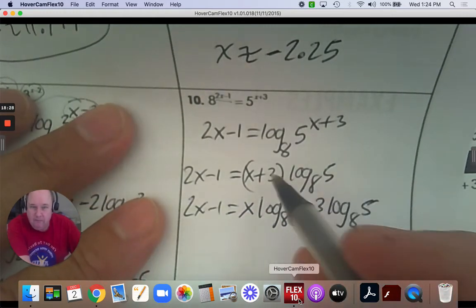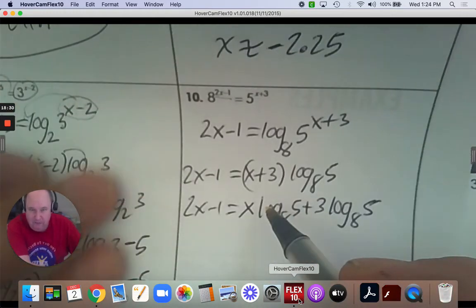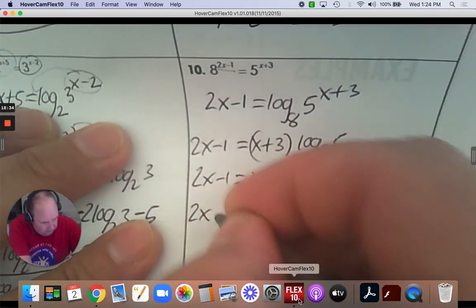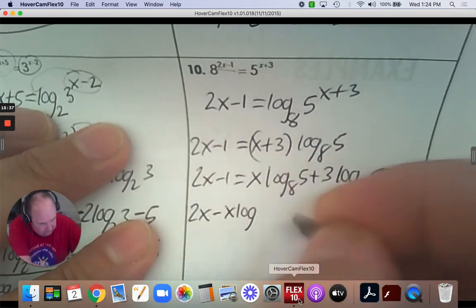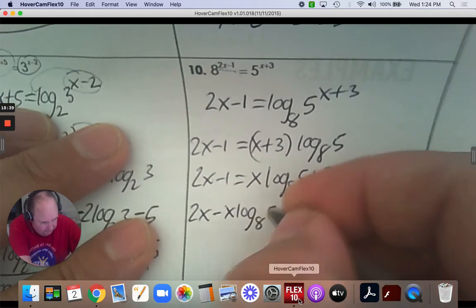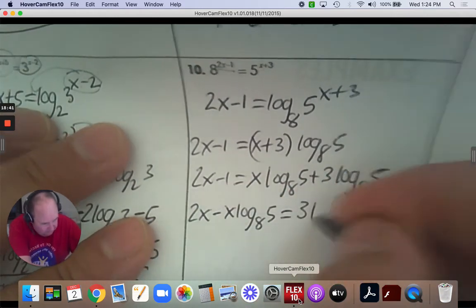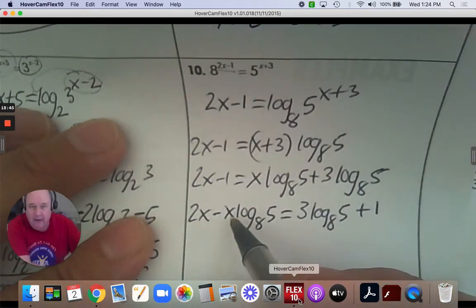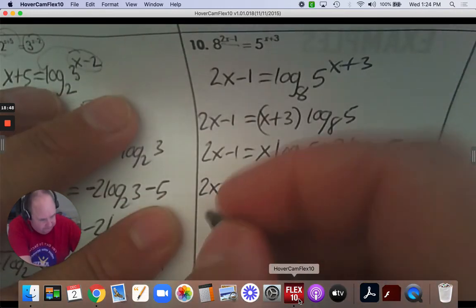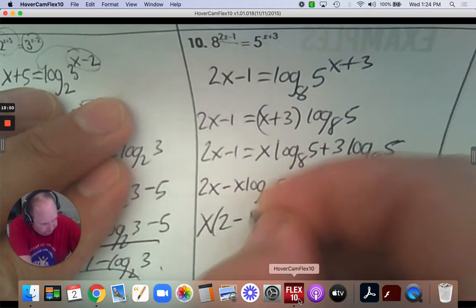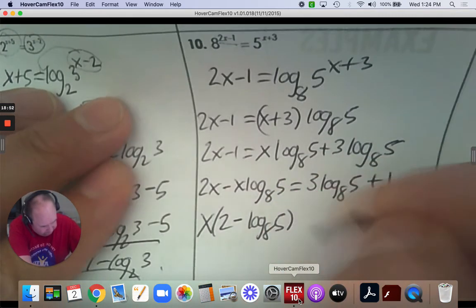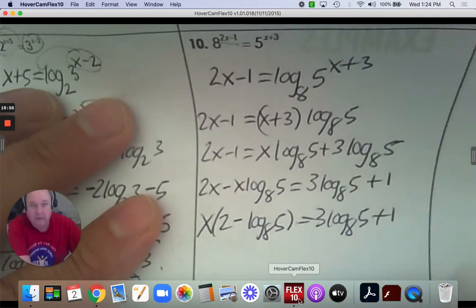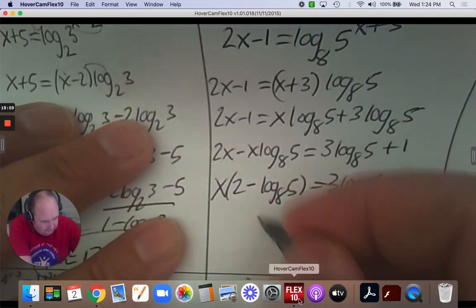So just put them beside each other when you're multiplying. Don't make it difficult. We're going to gather the x's together, so we're going to subtract x log 5 base 8. We're going to add 1 to the other side, and then we're going to factor an x out. The last step is to divide to get x by itself.